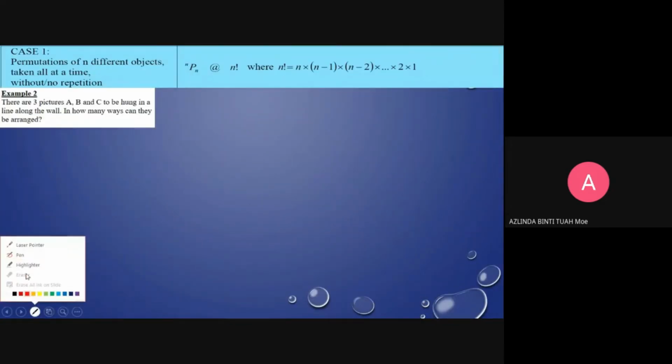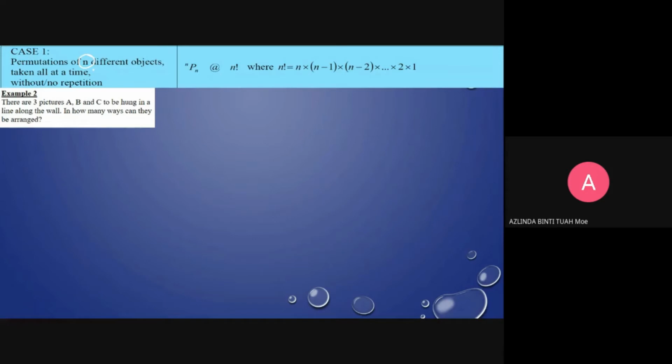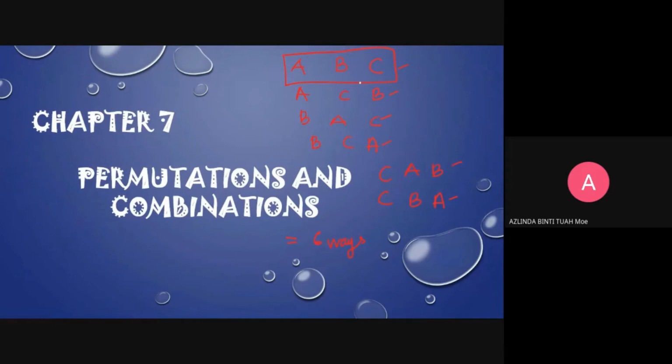Okay, now case number 1. The permutation of n different objects. You have to make sure every single object is different. You're going to arrange all of them at the same time and you cannot use the same object for every arrangement. Contoh macam yang saya susun ABC tadi. Kalau saya dah letak A di first place, saya tak boleh letak A di second place ataupun di third place. Itu maksudnya without repetition.